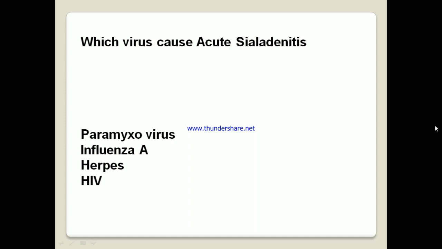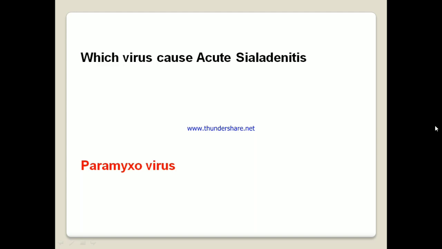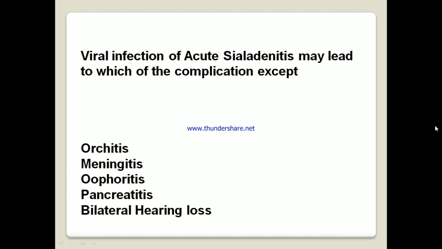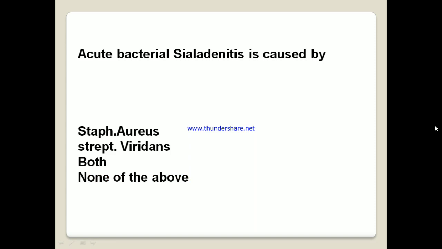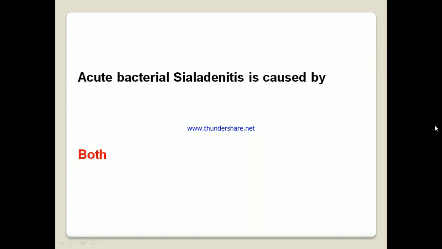Which virus causes acute sialadenitis? Paramyxovirus, influenza A, herpes, HIV. The answer is paramyxovirus. Viral infection of acute sialadenitis may lead to which of the complications except: orchitis, meningitis, oophoritis, pancreatitis, bilateral hearing loss. The answer is bilateral hearing loss. Acute bacterial sialadenitis is caused by Staph aureus, Strep viridans, both, none of the above. The answer is both.